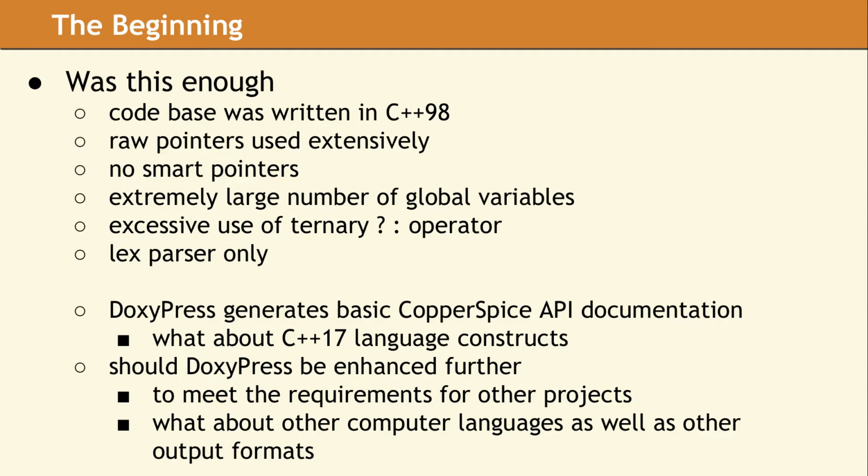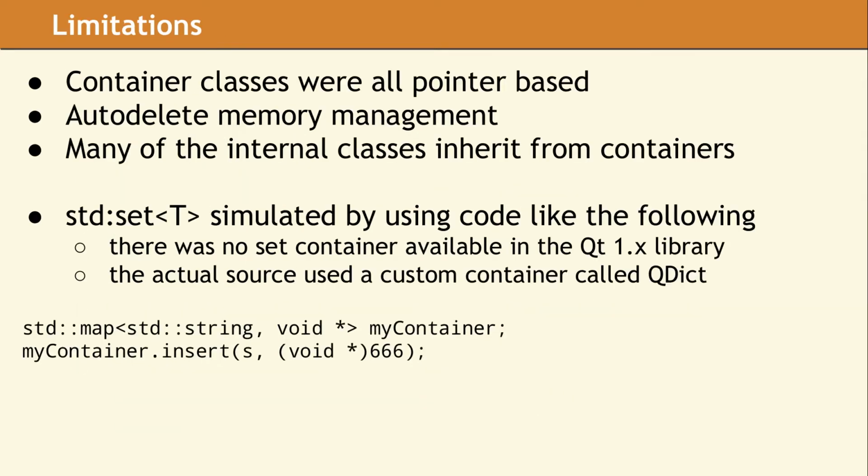Although this version of DoxyPress was able to generate the CopperSpice API documentation, we were concerned that as C++ and CopperSpice continued to evolve, it would no longer work as we needed. The container classes in Qt 1.x were all pointer-based. Although we were using the CopperSpice container classes now, all of the code in Doxygen relied on the fact that the containers were pointers and not values.